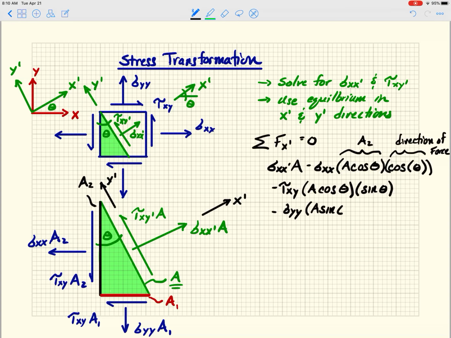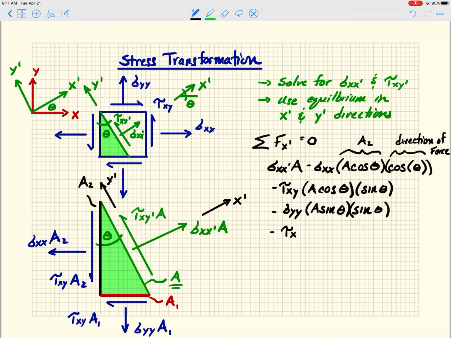So this will be sigma yy. This will now be a sine theta. That one there is actually A1. The sine of theta is opposite over hypotenuse, so that will be A1 over A, and if I multiply that by A, I get A1. Same sort of thing is happening. And then this one is sine theta, again to pick up the direction of sigma yy in the x prime direction.